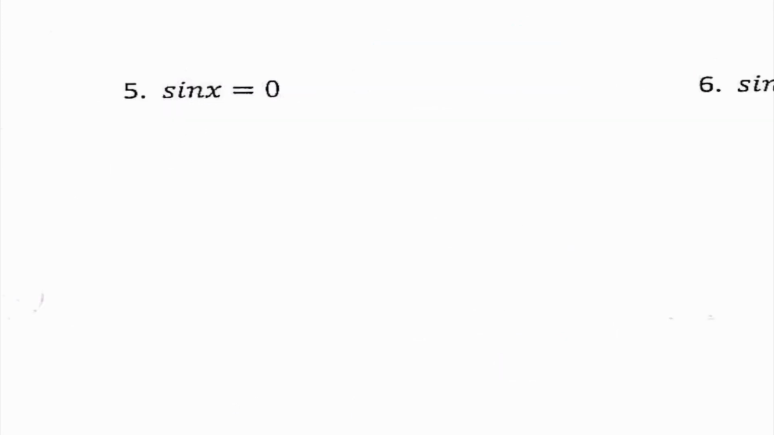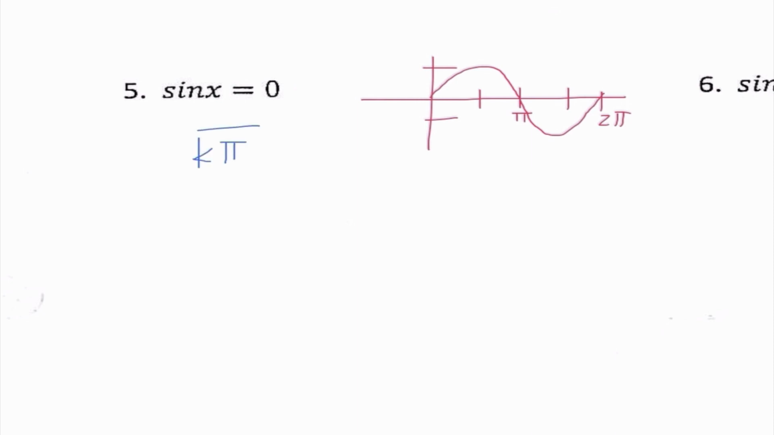Okay, so number 5 looks similar to number 4 in the fact that we're dealing with 0, so I'm probably thinking a quadrantal problem. And if we look at our graph here, I can see sine is at 0, at pi, at 2 pi, at 3 pi, at negative pi, and it continues in all directions. So my answer is just going to be k pi, because this is telling me it's happening every single pi.